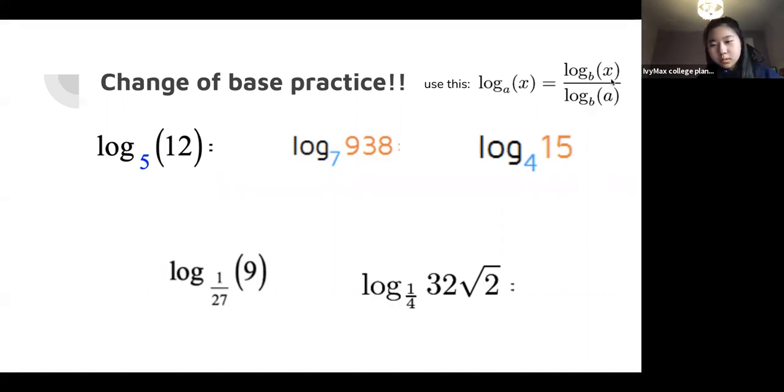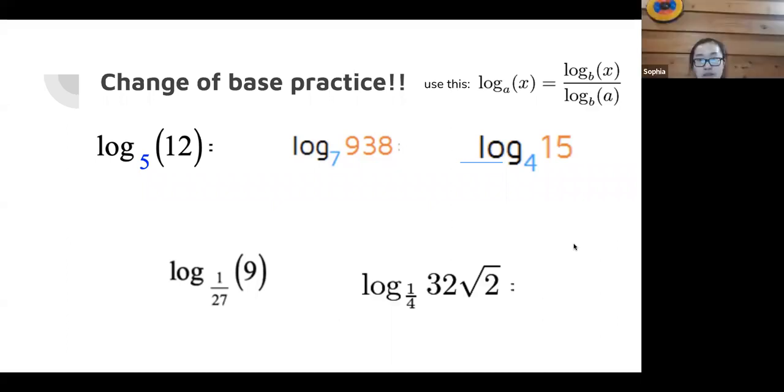Okay, so let's go over the answers. Sophia, go over this one, and then go ahead. So it's the log, and for the base you can use any number, like she said, and then it's 15 over log base 4. Cool. Okay.